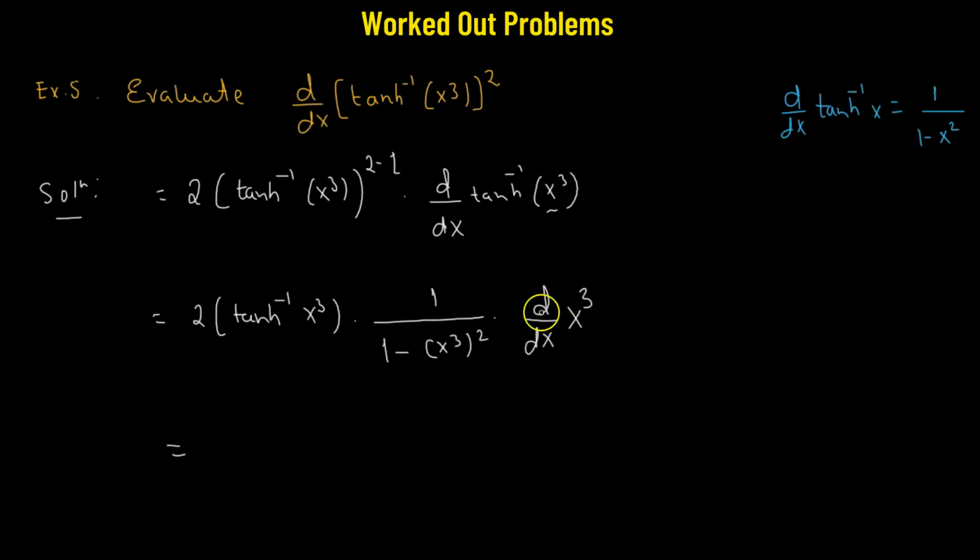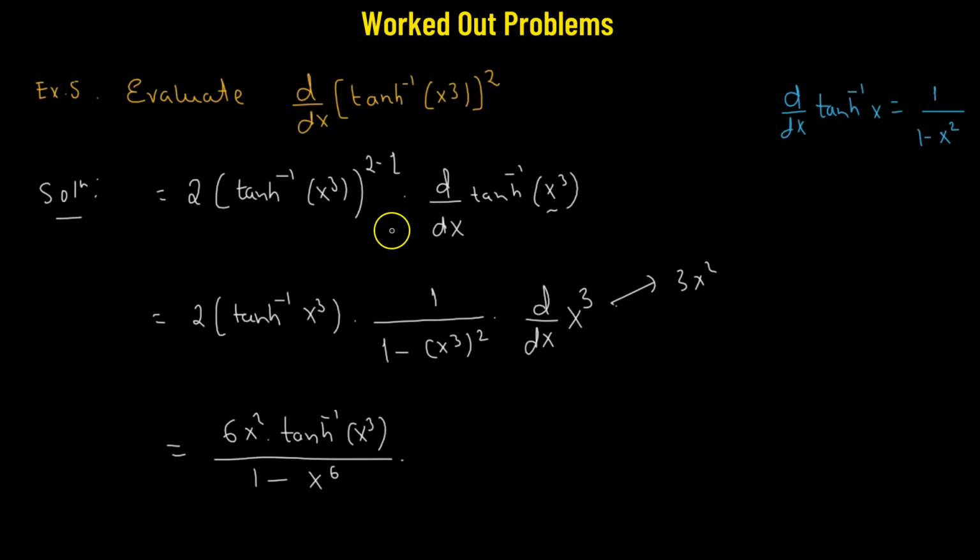So everything is done. Our final answer will be, the derivative of x cubed will be 3x squared. So this 3x squared multiplies to 2 to give us 6x squared times the inverse tangent of x cubed, whole divided by 1 minus x raised to the power of 3 times 2, which will be 6. So this is how we can obtain the derivative of hyperbolic functions as well as hyperbolic inverse trig functions. Thank you.